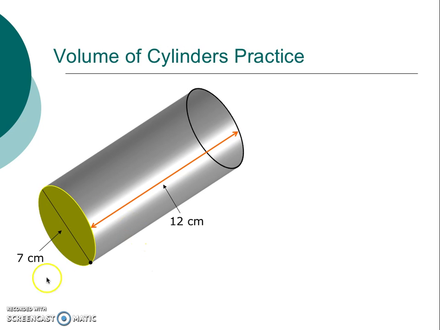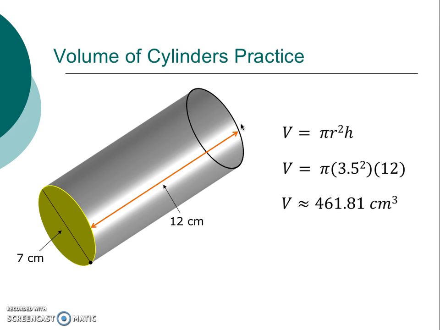This one, now instead of a radius, I have a diameter of 7. If I have a diameter of 7, that makes my radius 3.5, because half of 7 is 3.5. My height now is 12. So volume equals pi r squared times the height. My r is 3.5 and my height is 12. So pi times 3.5 squared times 12 gives me roughly 461.81 cubic centimeters.